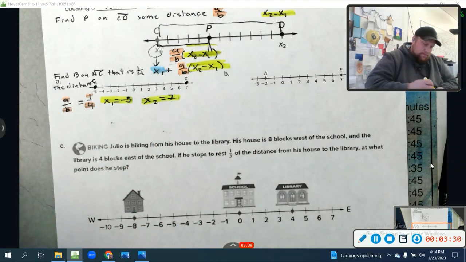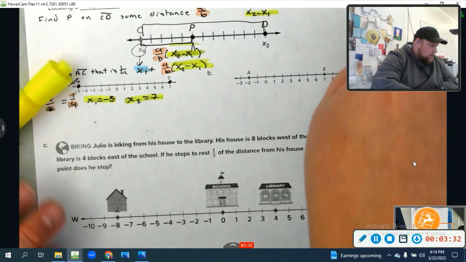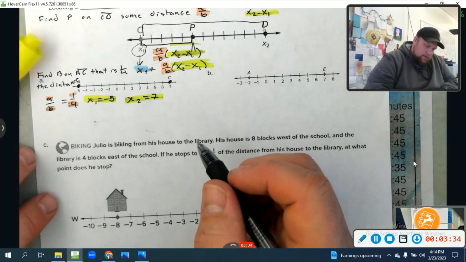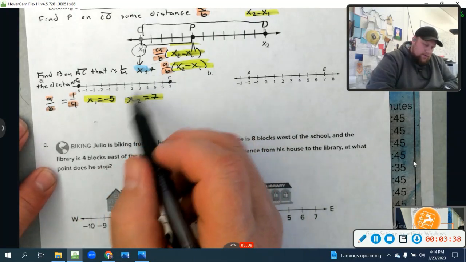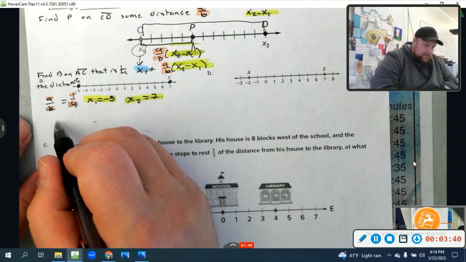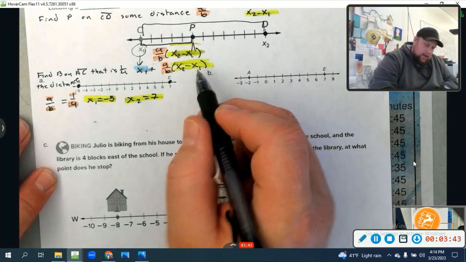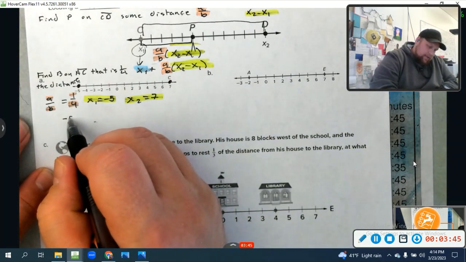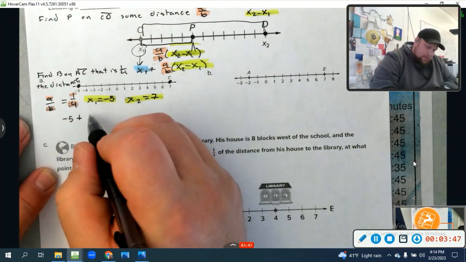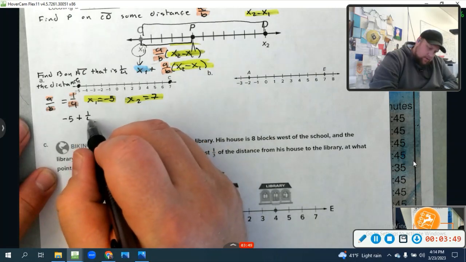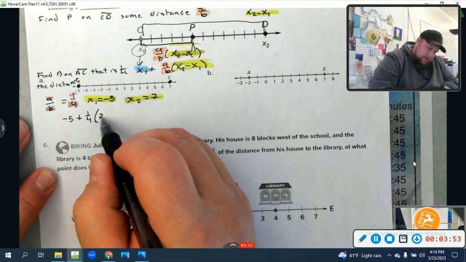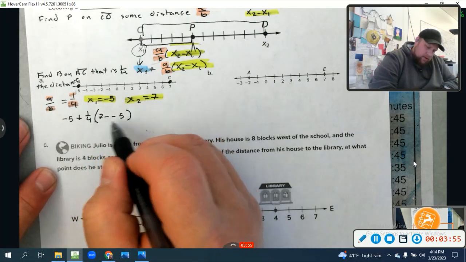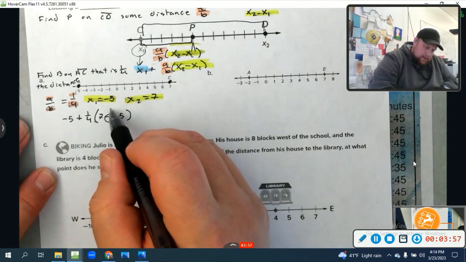What does that mean for me? Well, if I plug it into this, my x1 serves two purposes. First of all, if I plug it just into this overall formula, guys, I'm going to say, all right, -5 plus my fraction, which is 1/4, times 7 minus -5. Notice those two negatives are going to make a positive. That's on purpose. Okay?